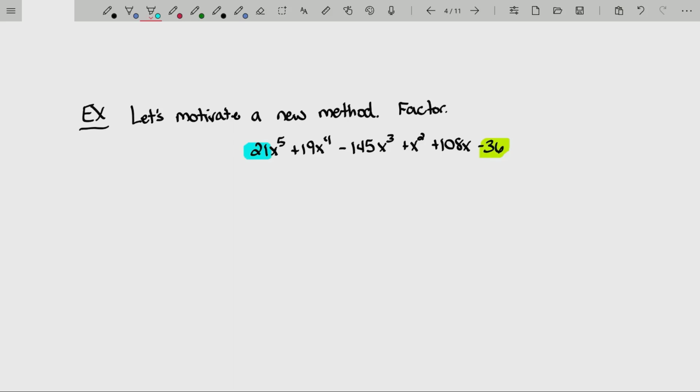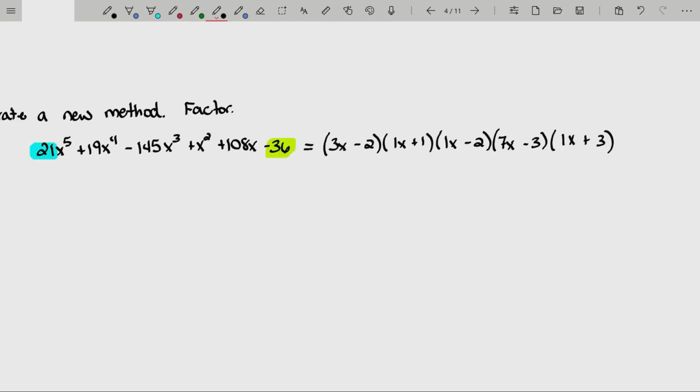Now, notice that I don't really care about the sign of the constant term. Actually, you probably don't notice that, but I'm going to tell you, I don't really care about the sign of that constant term. I'm going to really pretty much throw that out. It doesn't really matter for me. Now, without telling you how I did this, I'm going to pre-factor this so that we can motivate the method. So I'll pause the video and I'll show you the actual factorization.